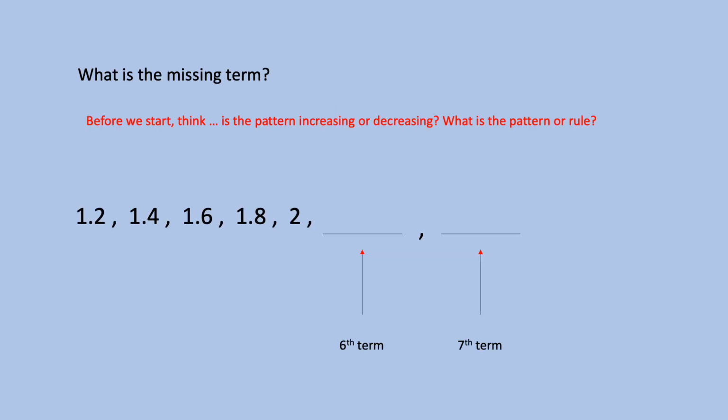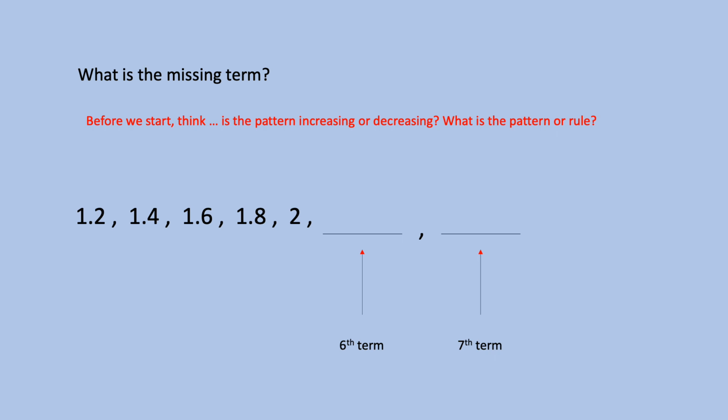Now, some questions might ask you to find a missing term. Before we start, we need to think about the sequence, okay? Is the pattern increasing or decreasing? And what is the pattern or the rule, okay? So if I look at these numbers here in the sequence, I can see that it's increasing by 0.2. And I've been asked to find the 6th term and the 7th term.